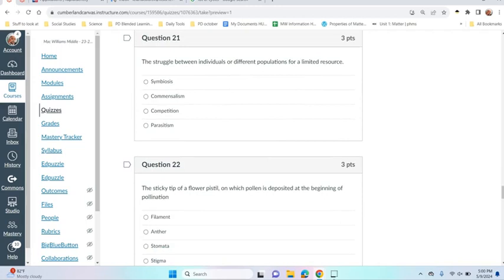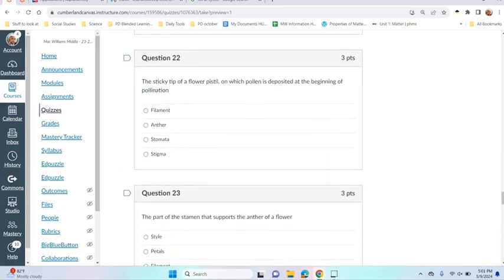Number 21. The struggle between individuals or different populations for a limited resource. Is that symbiosis, commensalism, competition, or parasitism? Number 22. The sticky tip of a flower pistil on which pollen is deposited at the beginning of pollination. Is that filament, anther, stomata, or stigma?